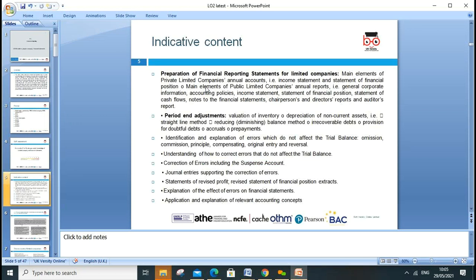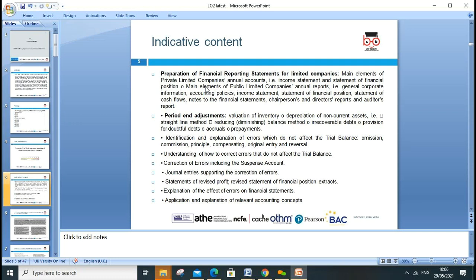For the preparation of the financial reporting statements for a limited company, the main elements for a private limited company are the income statement and statement of financial position. For public limited company annual reports, we can also generate corporate information and accounting policies, and in the notes we can give what sort of policies we have as a company. We can prepare the statement of cash flows, state how many directors we have, and even give a report about CSR and a corporate governance report within our financial statements as well.